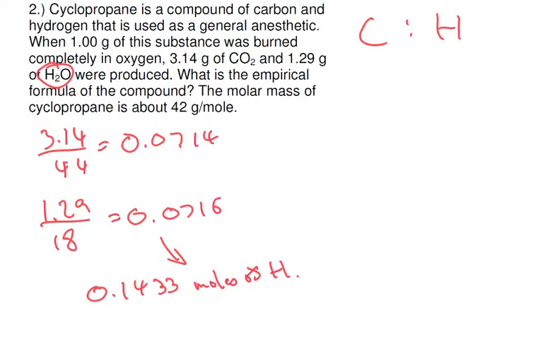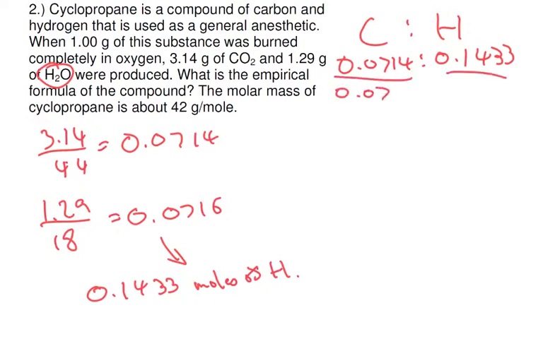So now, if we look at the ratio of carbon to hydrogen, well, 0.0714, and we've got 0.1433, divide by the smallest number, which is the carbon, and we find we get a 1 to 2 ratio. So the empirical formula is CH2.